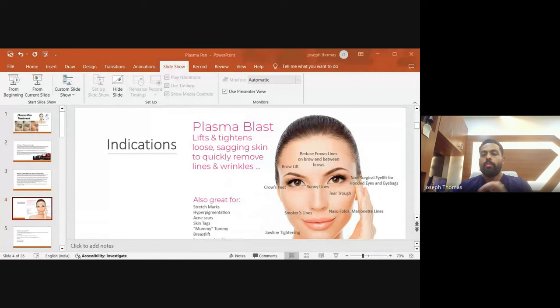For the indication, we can put mummy tummy and breast lift like that. But mummy tummy, I'll show you a picture. Mummy tummy means it's not sagging skin. It is where, after delivery, you have loose skin around the umbilicus, and to a particular limit, it can tighten up. But not sagging skin. Don't over-expect with the machine. Breast lift, you can keep as an indication, but it's better for surgical correction. Sagging skin on the arms and overall facial rejuvenation also can be done with a plasma pen. There are other indications with a plasma pen which I'll tell you, so that you can do a lot of things with a plasma pen itself.